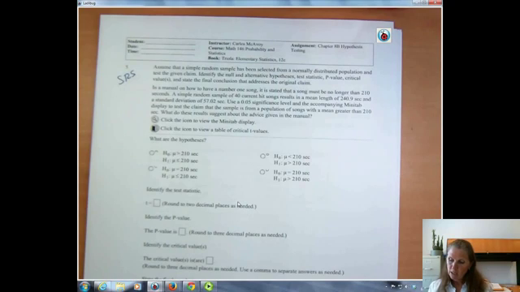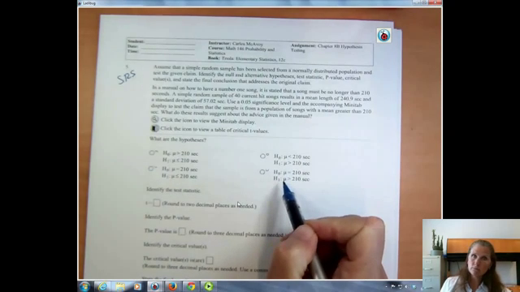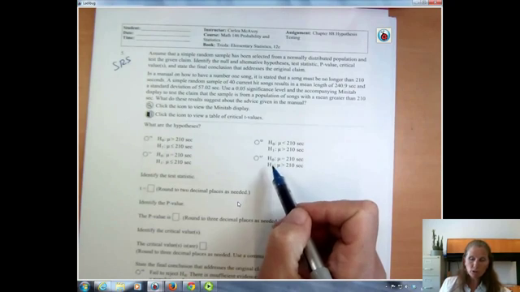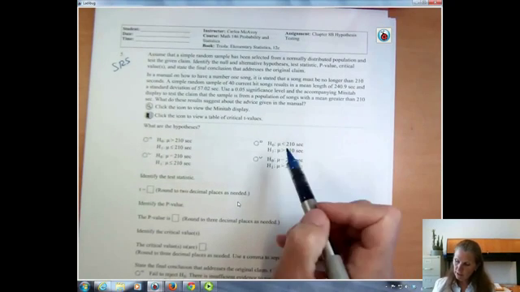In a manual on how to have a number one song, it is stated that a song must be no longer than 210 seconds. A simple random sample of 40 current hit songs results in a mean length of 240.9. Notice that in the last chapter we were using proportions, and now all of a sudden we're using mu, or means. It's the same type of idea, but remember the formulas are a little different. We'll go look that up in a second.